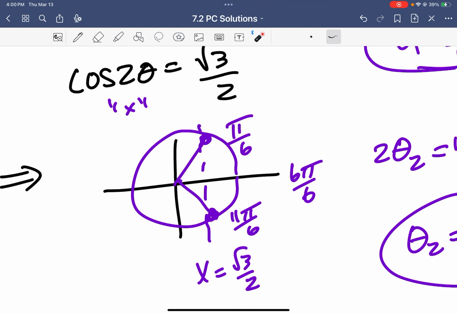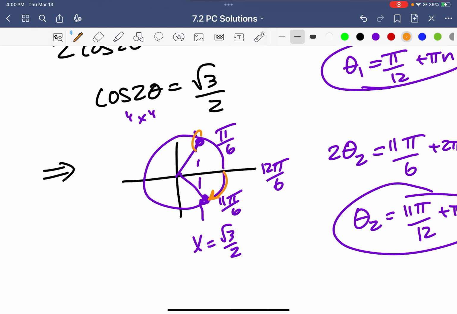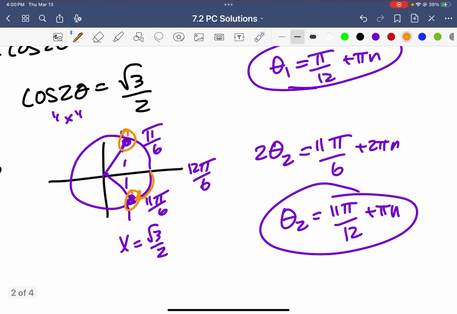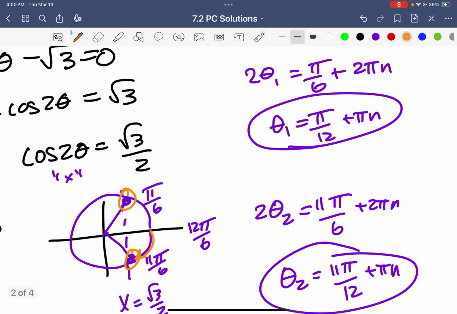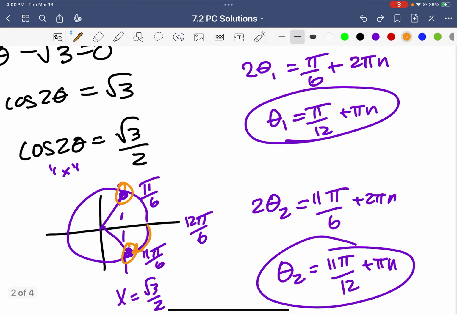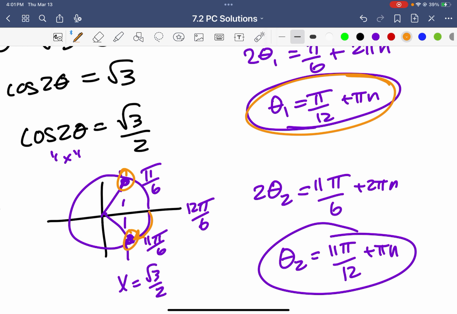But then if this is 12 pi over 6, and I back up 1, I'm going to be at 11 pi over 6. So there's my two dots. That means my two thetas: I could either have 2 theta 1, which would be equal to this angle plus any number of rotations. Then solving for theta 1, I get pi over 12 plus pi n.